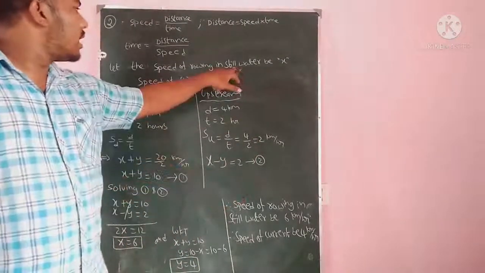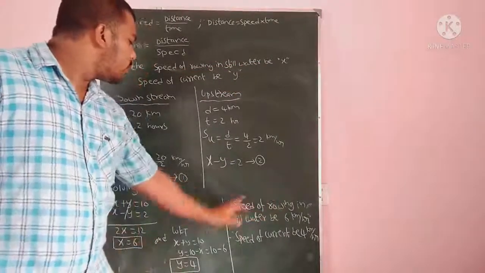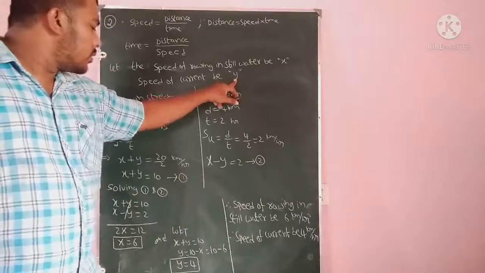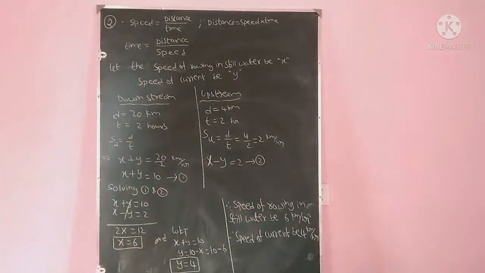Therefore, the speed of rowing in still water, which we assumed as x, is 6 kilometers per hour, and the speed of the current, y, is 4 kilometers per hour. This is the first problem.